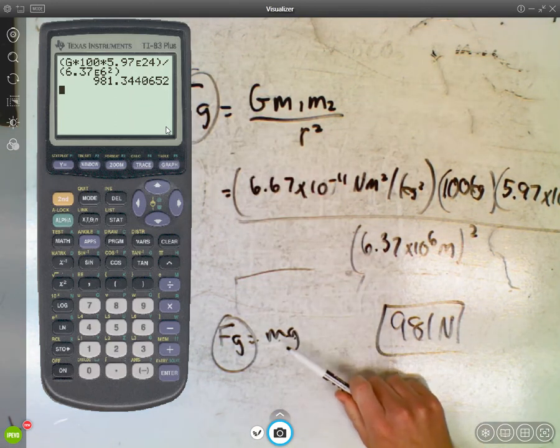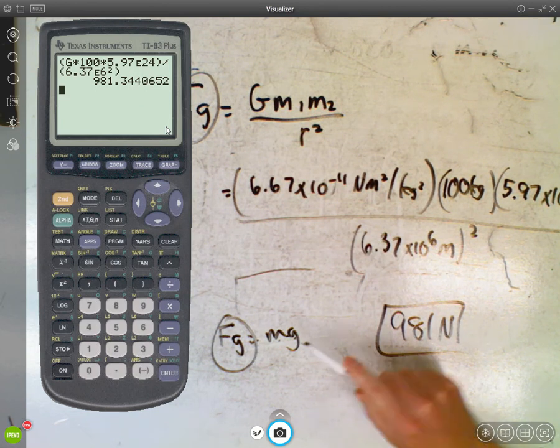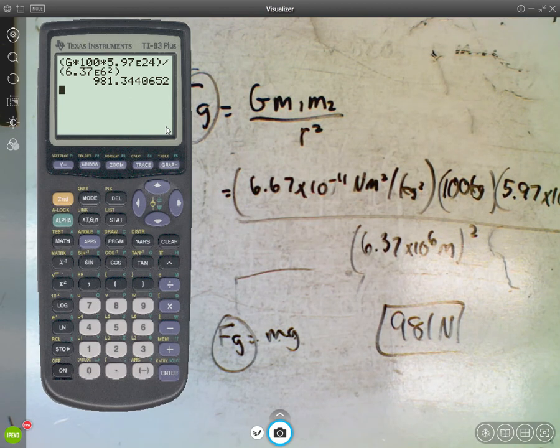The difference between these two formulas is if we know what the acceleration due to gravity is, well, we should use this. If we don't know the acceleration due to gravity, then we can use this, and it opens it up to a lot more situations where it isn't 9.81, which is really helpful.